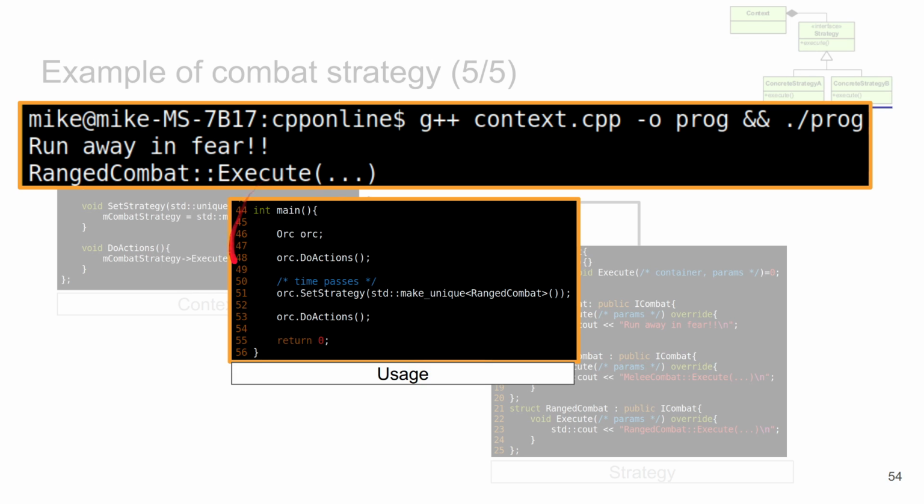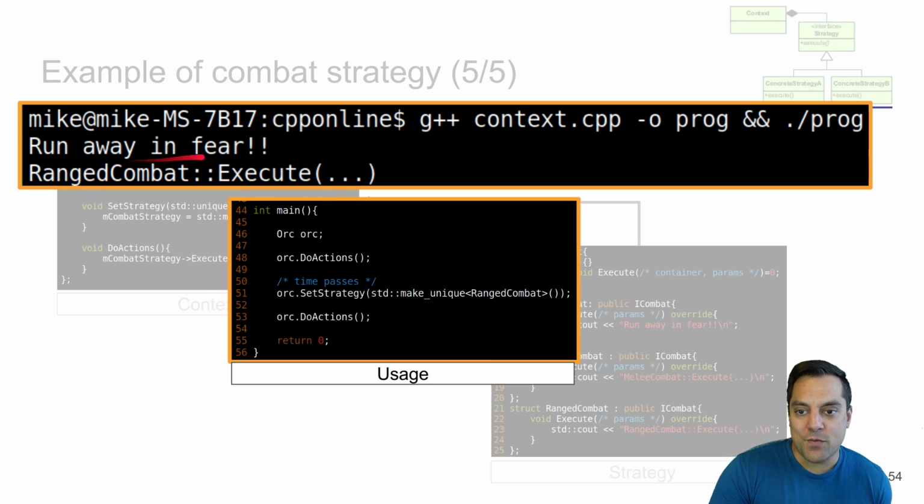All right, and then again, here is our code. So we have our orc, we do our actions, maybe some time passes, you do another strategy, and then you do actions. And I guess I had in the slides, run away in fear is the no combat strategy that we'll print off. We're a little bit more fearful there.